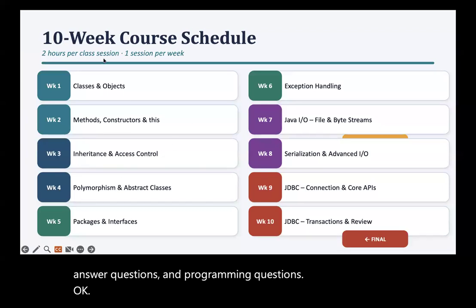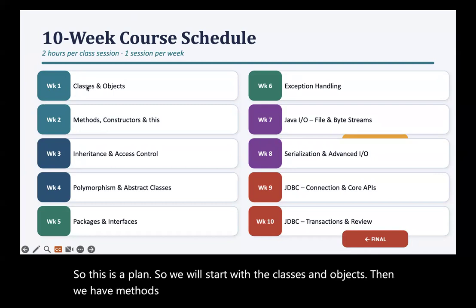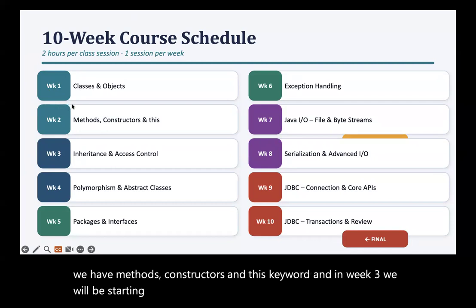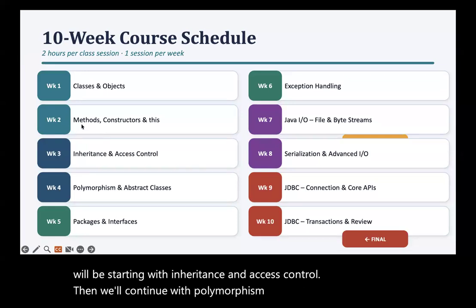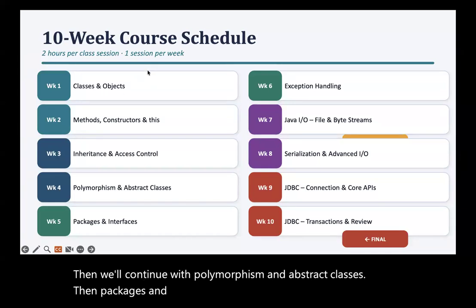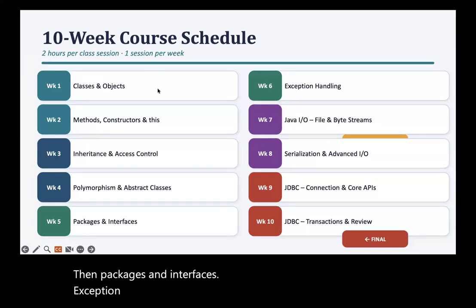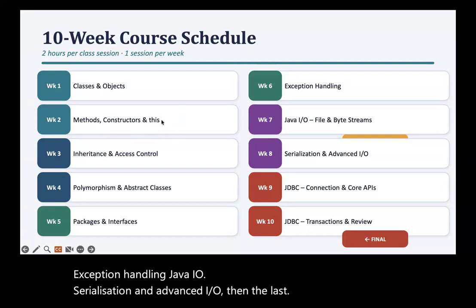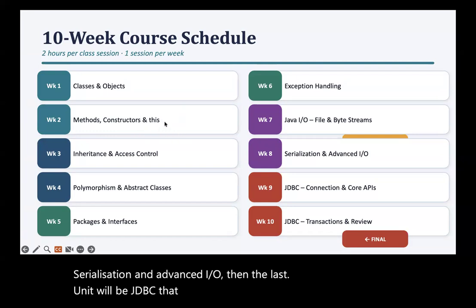So this is the plan. We will start with classes and objects. Then we have methods, constructors, and the this keyword. In week 3, we will be starting with inheritance and access controls. Then we'll continue with polymorphism and abstract classes. Then packages and interfaces, exception handling, Java I/O, serialization and advanced I/O. Then the last unit will be JDBC, that is database connectivity.